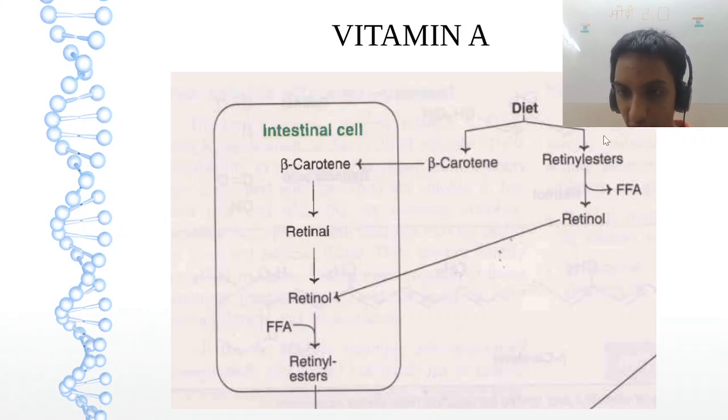There is a release of free fatty acids to give retinol. Now beta carotene enters the intestine, converting into retinal. Retinal, I'll remind you, has an aldehyde group. Retinol, OL means alcohol, AL means aldehyde. Okay, so retinal to retinol. Then on the addition of free fatty acid, we have the retinyl esters, just the reverse of what is happening here.